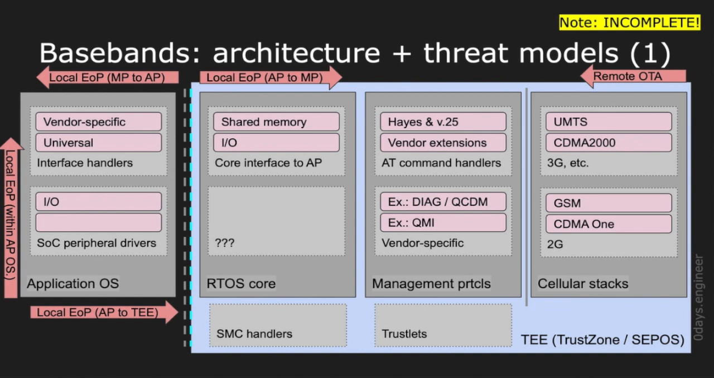Here we can distinguish at least two large attack surfaces. The first one is the secure manager call handlers, which is the core interface that handles calls from the application processor to the trust zone. And the second one are the trustlets, the separate pieces of code which are executed and protected by the trust zone.